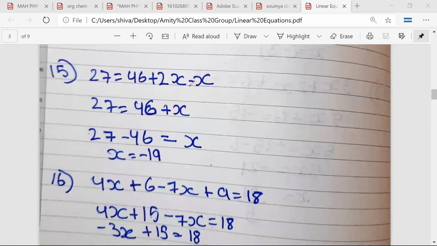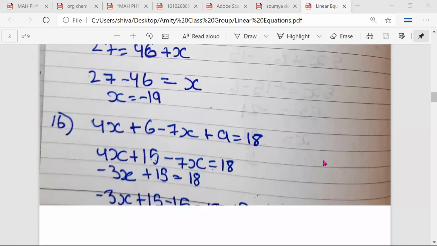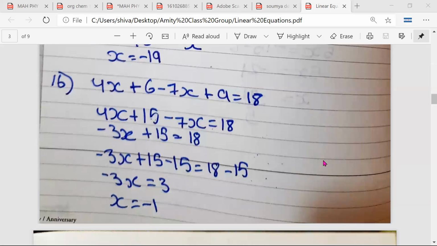15th question. 2x minus x is equal to x. This 46 will go on this side. So that is why it has become minus. Shabash. So x is equal to minus 19. Shabash. Any doubt? No, sir. Shabash.